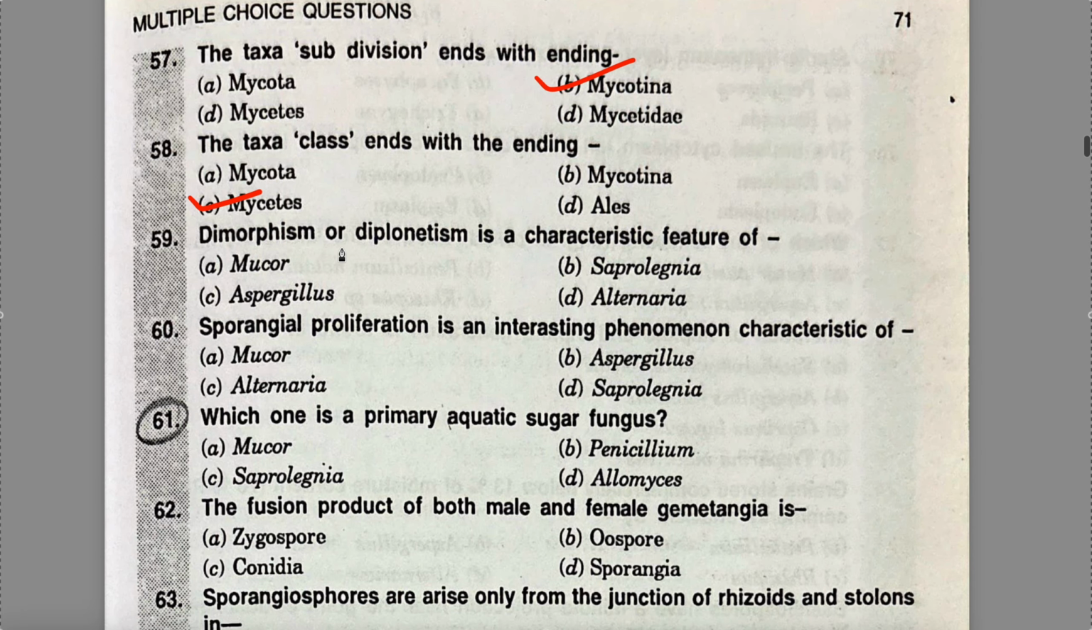59. Dimorphism or diplanetism is a characteristic feature of Mucor, Saprolegnia, Aspergillus or Alternaria.